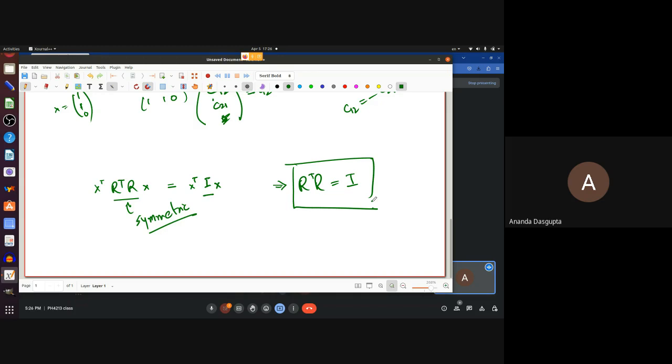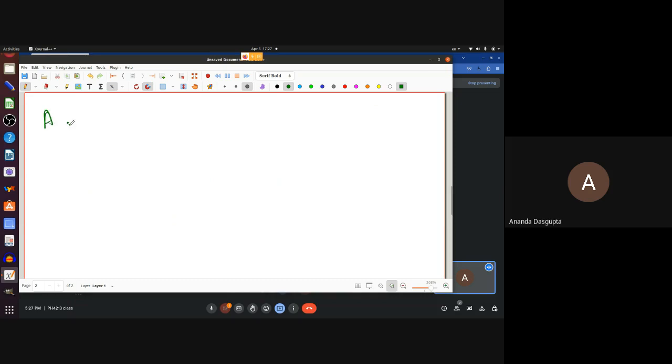RTR equals identity because both of them are symmetric. If that had not been known, you could have said that the matrix on the left equals the matrix on the right, just because the quadratic forms match. Okay? So first part, a rotation matrix is orthogonal. Done.